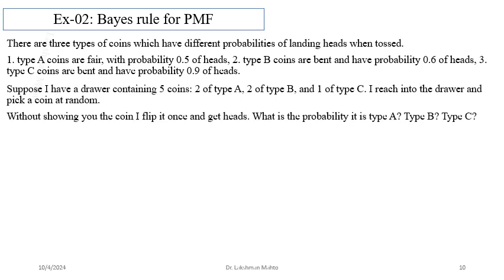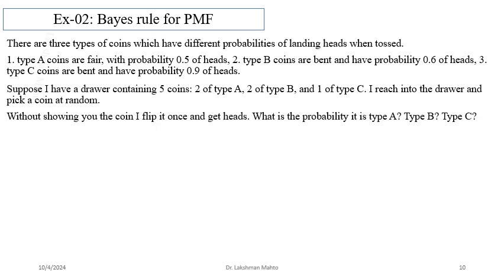Suppose I have a drawer containing 5 coins: 2 of type A, 2 of type B, and 1 of type C. I reach into the drawer and pick a coin at random. Without showing you the coin, I flip it once and get heads. Now I'm asking you, what is the probability that it is type A? What is the probability that it is type B? What is the probability it is type C?